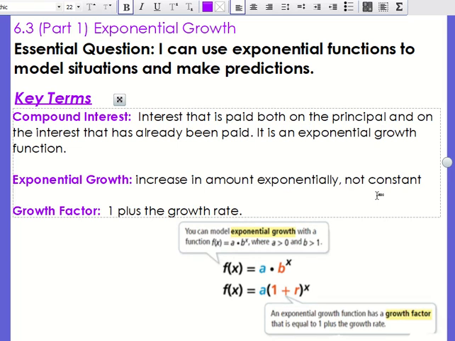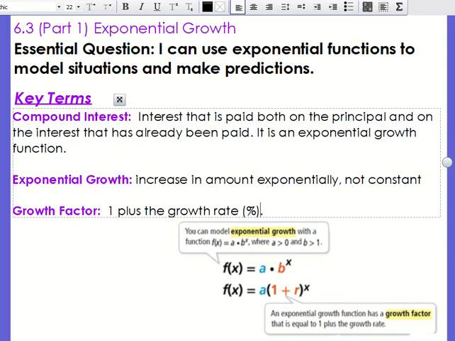And then we have what's called a growth factor, and it's 1 plus the growth rate. And this rate will normally be a percentage. Okay, so down below we have two equations. So you can model exponential growth with a function f of x equals a times b to the x. That's the one we worked on yesterday, or in 6.2.